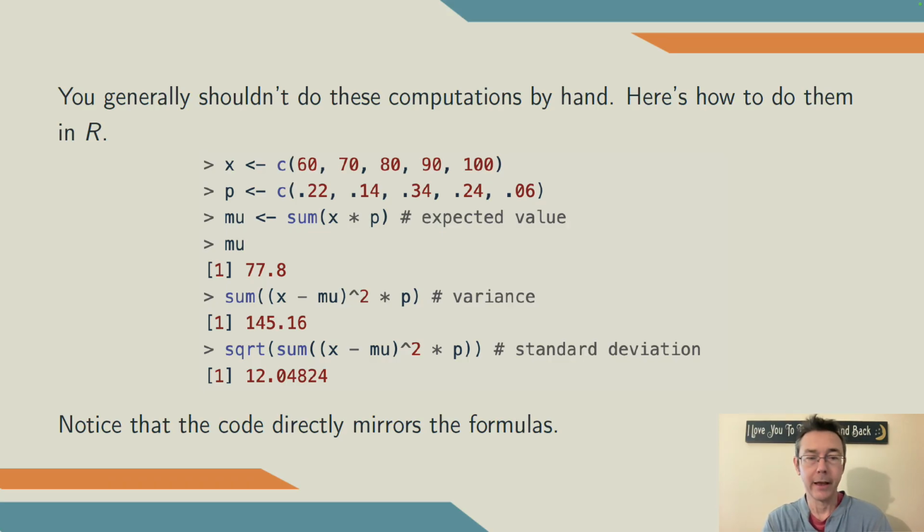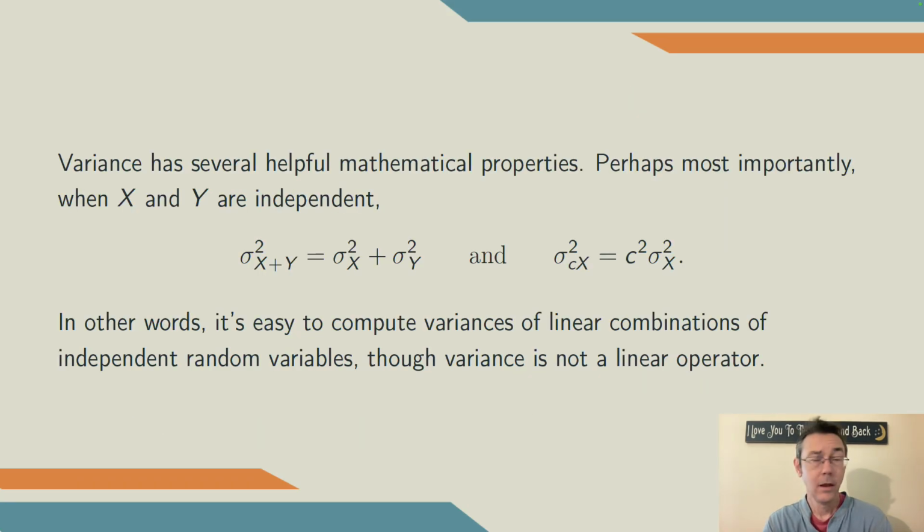So, for instance, as you look at the computation here for expected value, the sum of x times p, that's exactly the formula for expected value that I had on the slides a little bit ago. Similarly, for variance and standard deviation, the code directly mirrors the formulas. Variance has some very helpful mathematical properties.